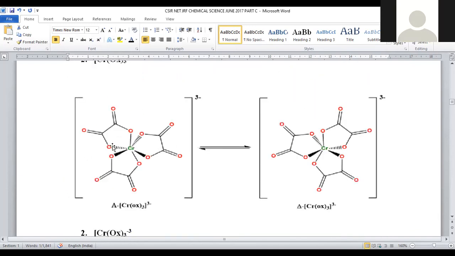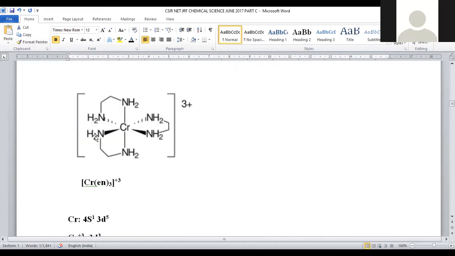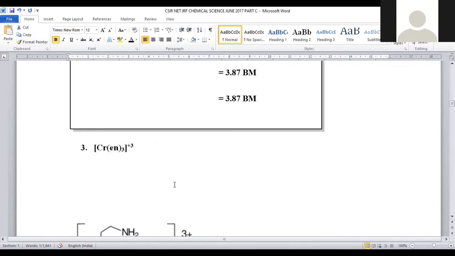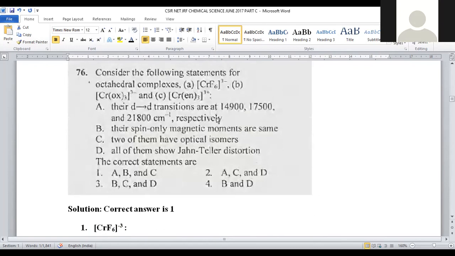In the case of oxalate, somewhat electron repulsions will originate because of oxygen's high electronegativity. That's the reason why comparatively the ethylene diamine complex excitation requires still higher energy. That is provided within the problem. So 21,800 centimeter inverse is given for the chromium tris ethylene diamine complex.